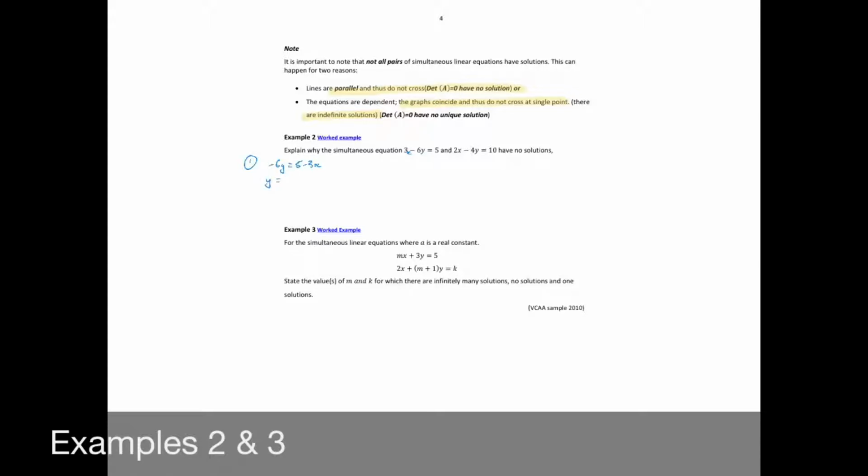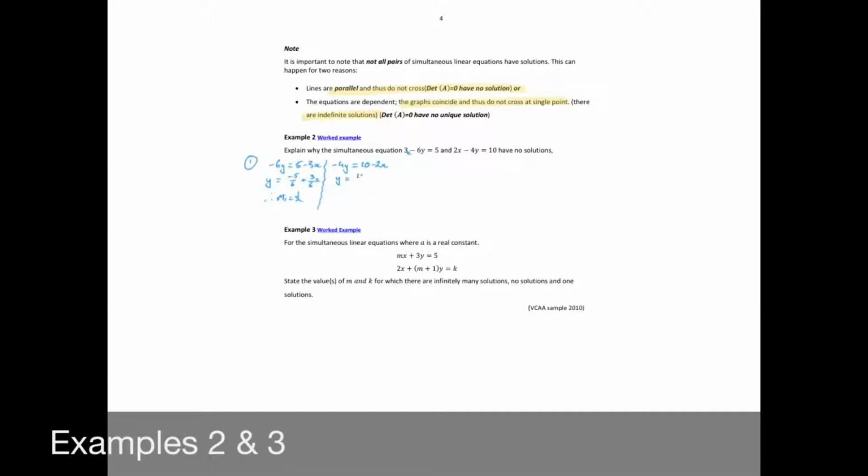So let's have a look at this example here where I left the little x off, so it should be 3x minus 6y equal 5 and 2x minus 4y is equal to 10. One method is, let's just rearrange the equations. If they have no solutions, the lines must be parallel. So if I work out the gradient of one of those lines, we can see there that y is equal to negative 5 on 6 plus 3 on 6x. So the gradient of the first line is positive a half.